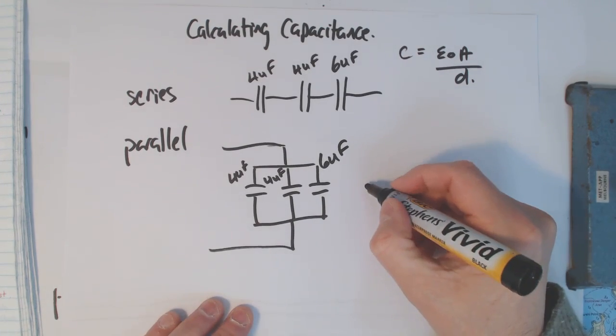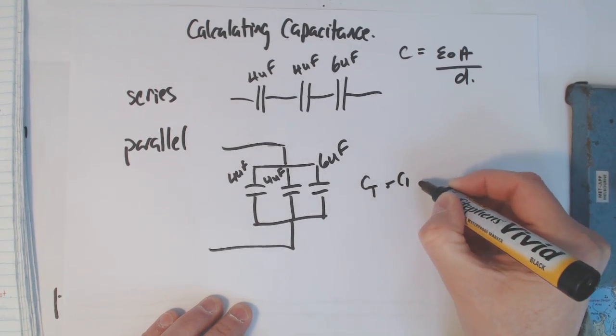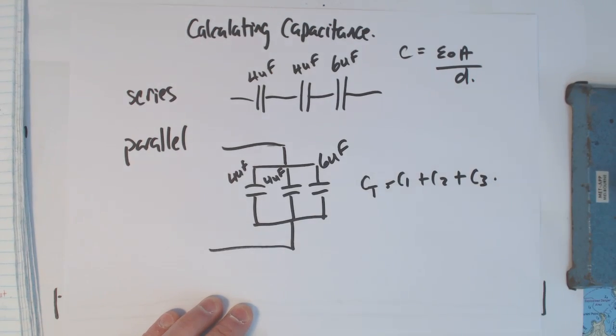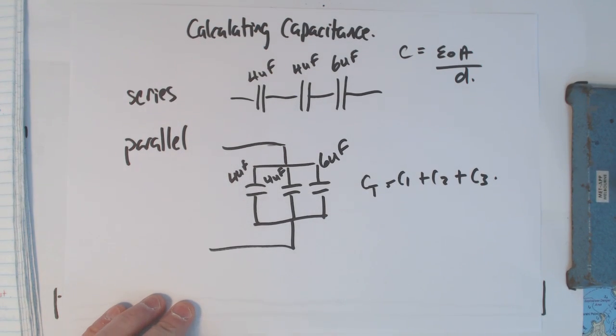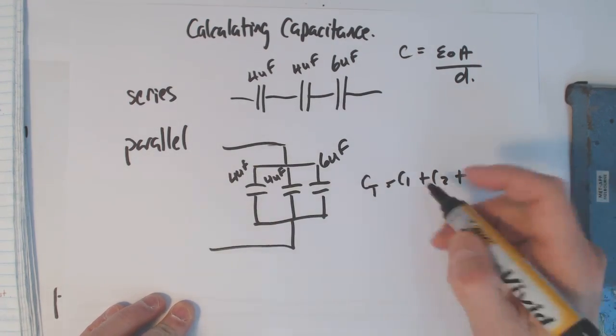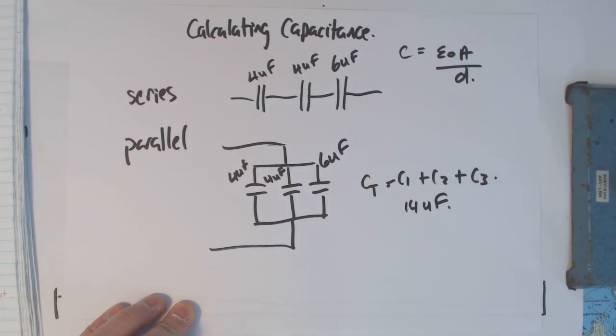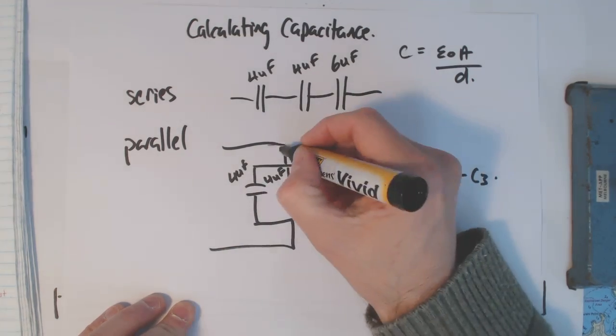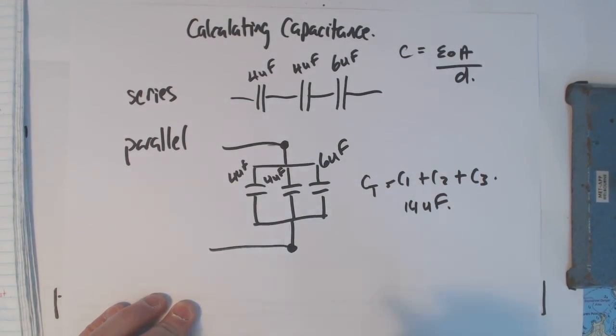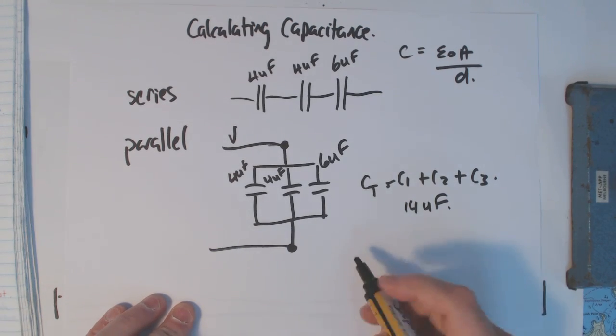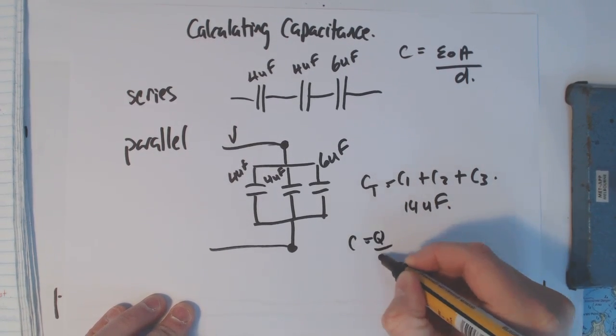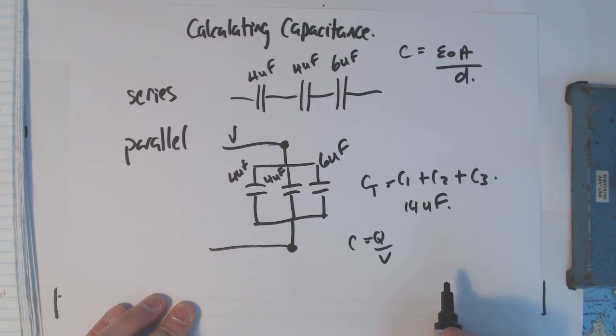These ones add like series, which is C total equals C1 plus C2 plus C3. The way you do these is you just add them up. So that's 8 and 6, that's 14 microfarads. Simple. What's the voltage across? The voltage across each one is the voltage across the circuit, so that's V. How do you find the charge on each one? Remember, the capacitor formula is charge per volt. So charge equals capacitance times voltage.